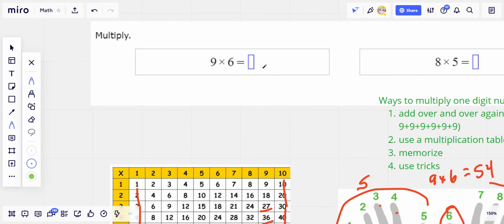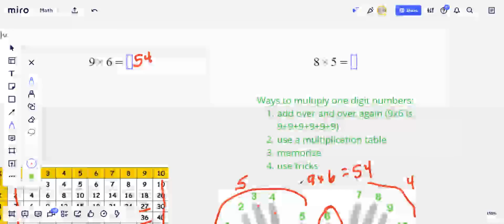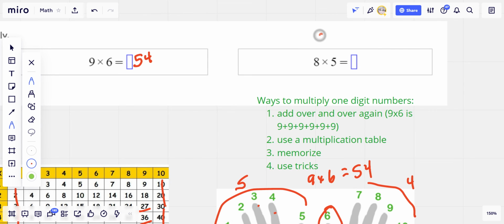So we just answered this one with our finger trick. So 9 times 6 is 54. 8 times 5, I suggested you should think about 8 times 10, which is 80, and then divide that in 2, which is 40, half of that. So boom, 8 times 5 is 40. So whatever method you use here, maybe a combination of methods, practice is going to make this come easier and easier, and I wish you good luck.